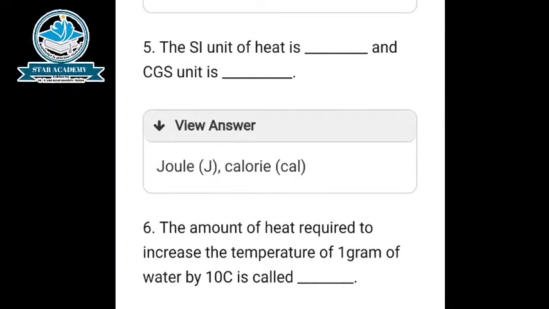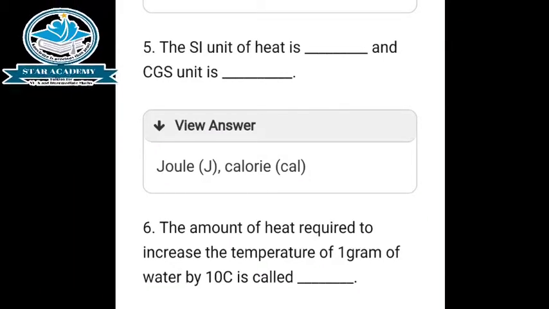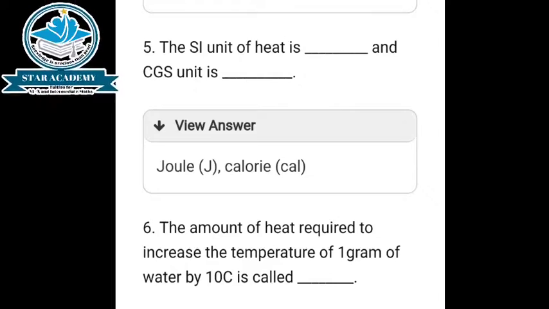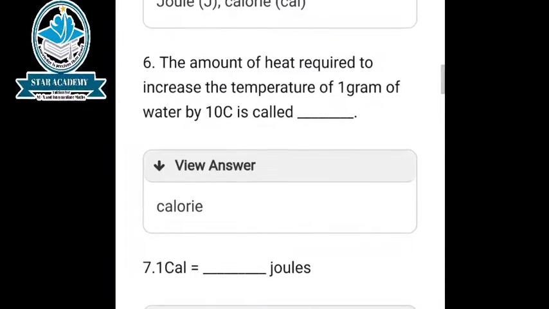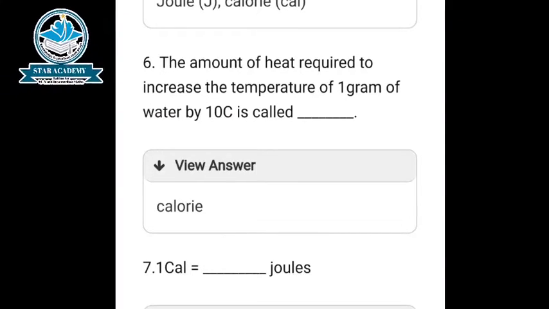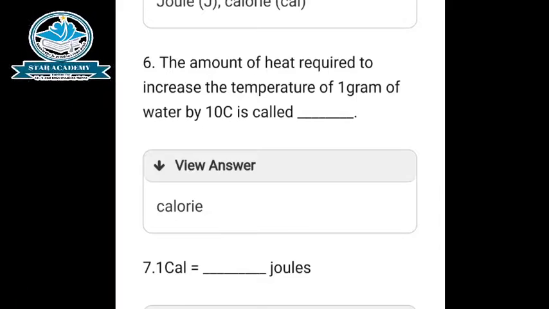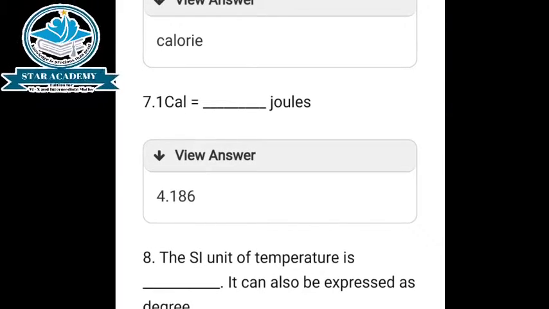The amount of heat required to increase the temperature of 1 gram of water by 1 degree Celsius is called a calorie. 1 calorie equals dash joules. 1 calorie equals 4.186 joules. The SI unit of temperature is dash.